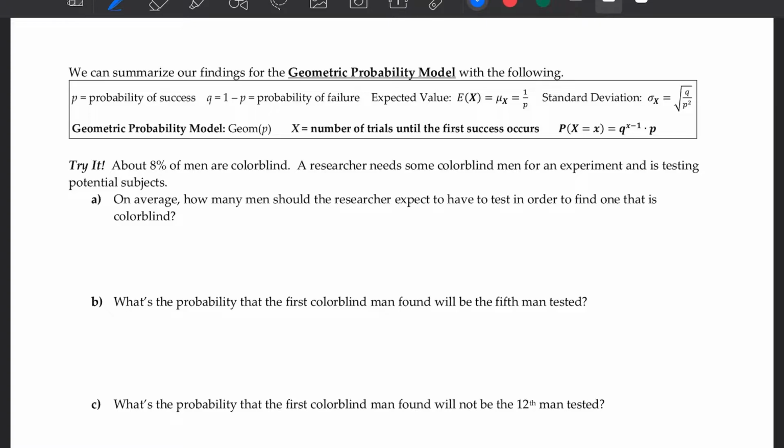So here we go, first one. We're talking about 8% of men being colorblind as a stat. A researcher needs some colorblind men for an experiment and is testing potential subjects. On average, how many men should the researcher expect to have to test in order to find one that is colorblind? So what do you think that's asking us to calculate? Think about it.